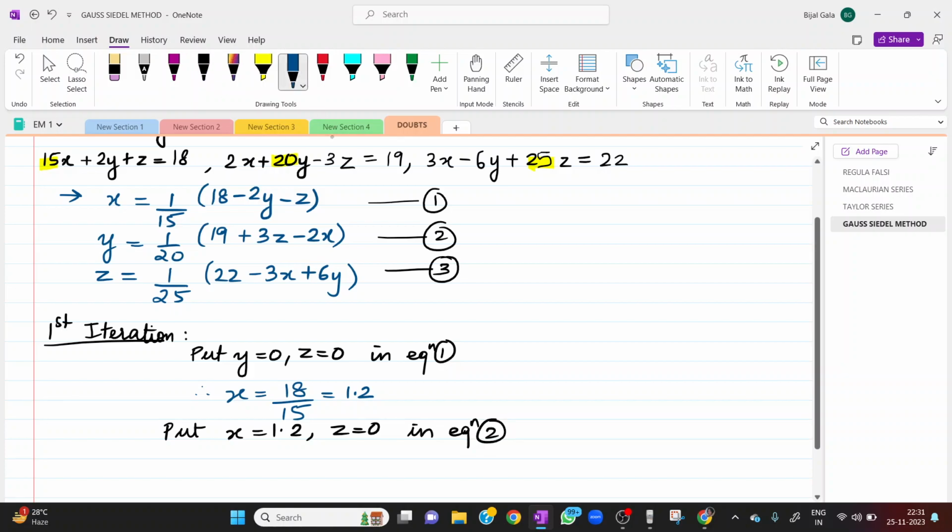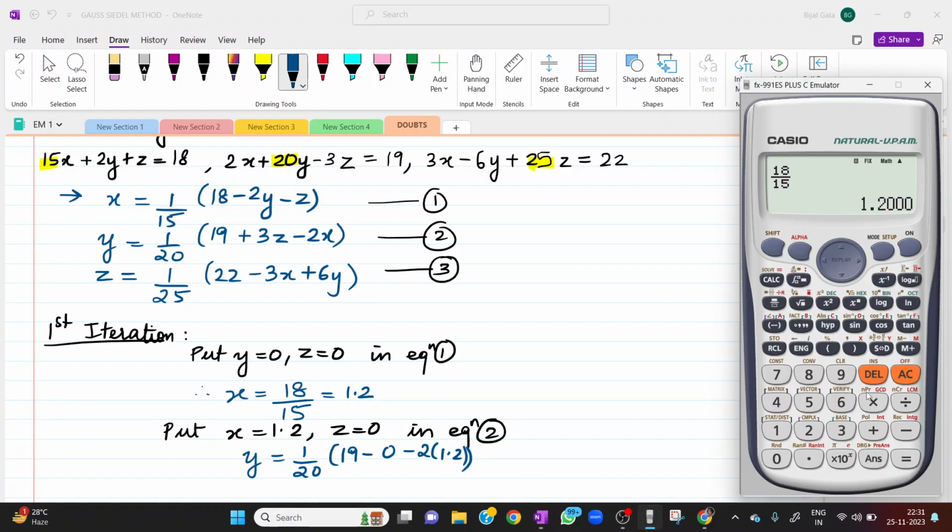इक्वेशन नंबर 2 में डालने के बाद मुझे मिलेगा y इज इक्वल टू 1/20 टाइम्स 19 माइनस 0 माइनस 2 टाइम्स 1.2. सो ये कैलसी में डाल देंगे. सो आई हैव 19 minus 0, minus 2 into 1.2 and denominator में 20 है.